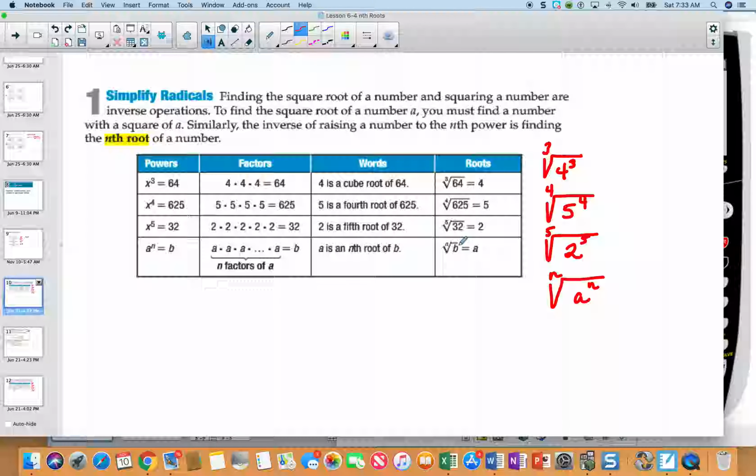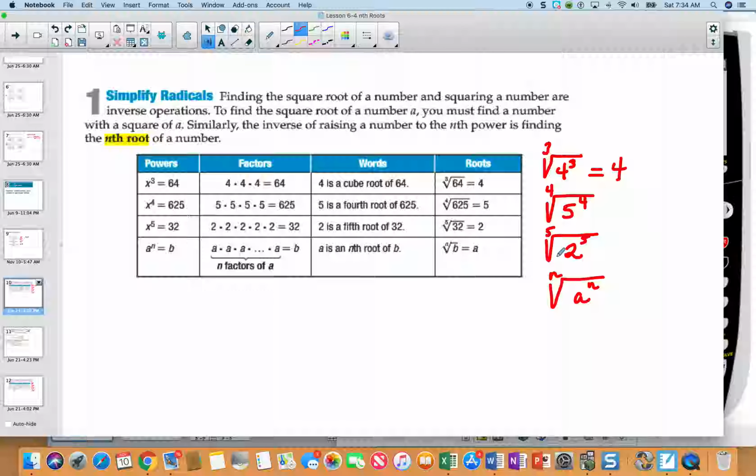Let's take a look at nth root functions other than squares. So x to the third power is 64. And if I take the cube root of 4 to the third power, these are going to be inverses. They undo each other, and therefore the answer is 4. And that's what we're getting here. And we're going to do the 5 is the fourth root of 625, 2 is the fifth root of 32, and a is the nth root of b.